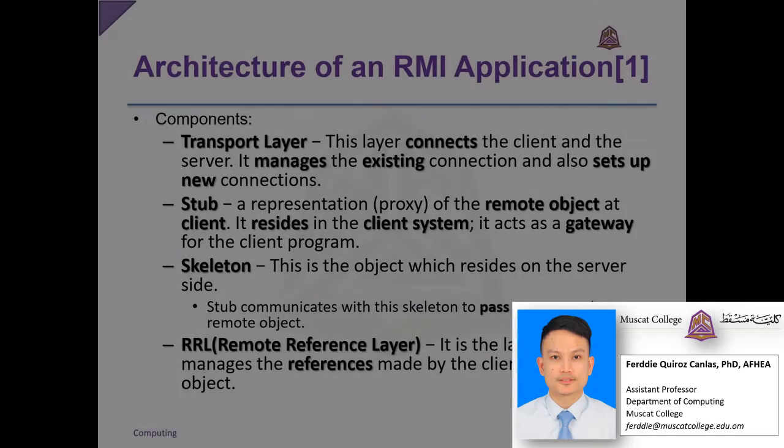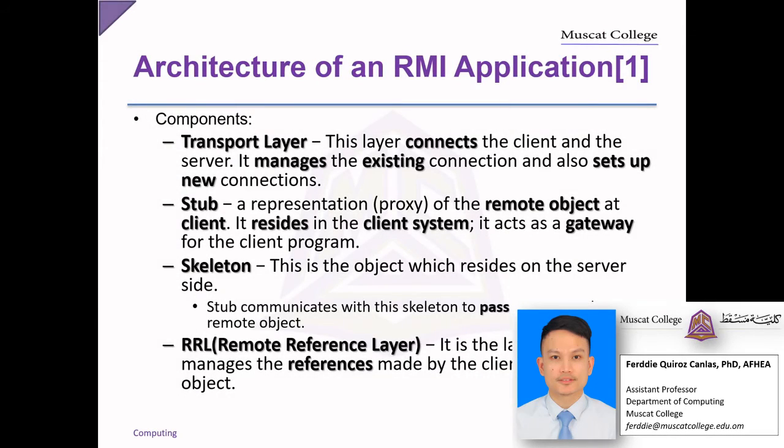An RMI application has the following components. Basically, we have the transport layer. You know this one, right? This layer connects the client and the server. It manages the existing connections and also sets up new connections using sockets and ports. And then we have the stub. What is a stub? A stub is a representation, a proxy, of the remote object at the client. It resides in the client system. Please remember this: the stub is in the client system. It acts as a gateway for the client program and connects it to the server.